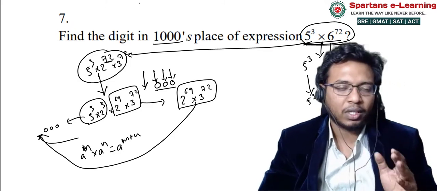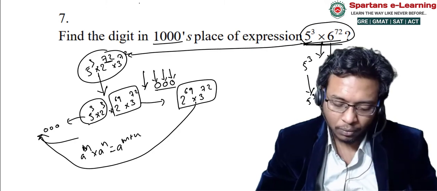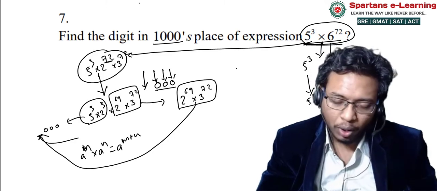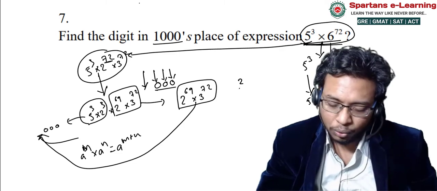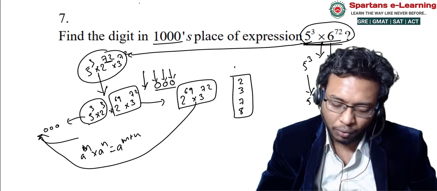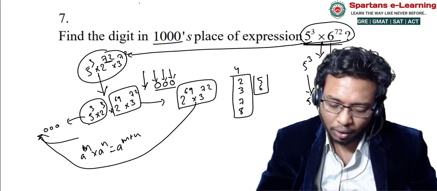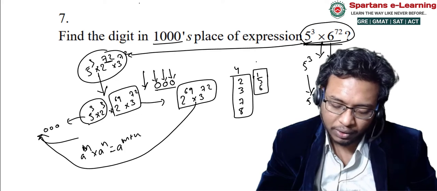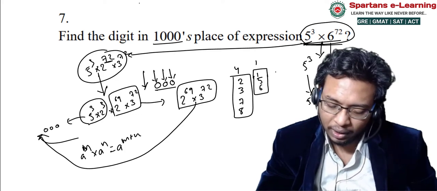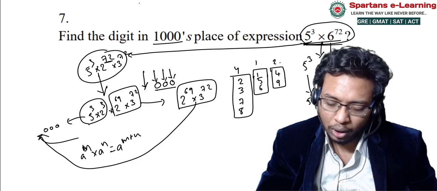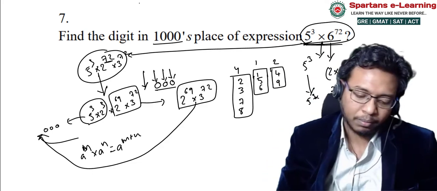Now how will you find the units digit of this? Simple. This is called cyclicity. Numbers 2, 3, 7, 8 will have a cyclicity of 4. 5 and 6 will have a cyclicity of 1, as will 1. And 4 and 9 will have a cyclicity of 2. What do I mean by cyclicity? Let me explain here.